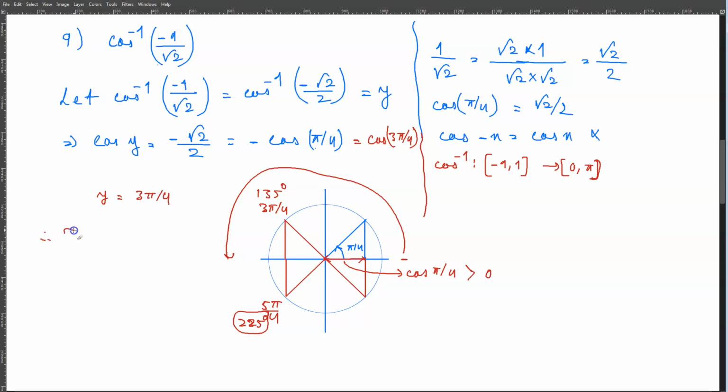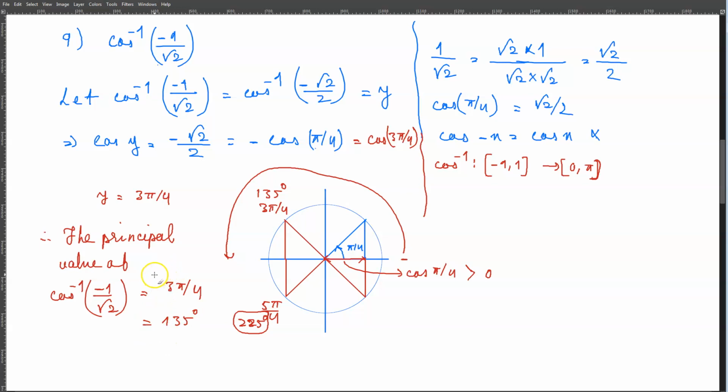And therefore the principal value of cos inverse of negative 1 over square root of 2 is equal to 3 pi by 4, which is the same thing as 135 degrees. Okay, so that was question number 9.